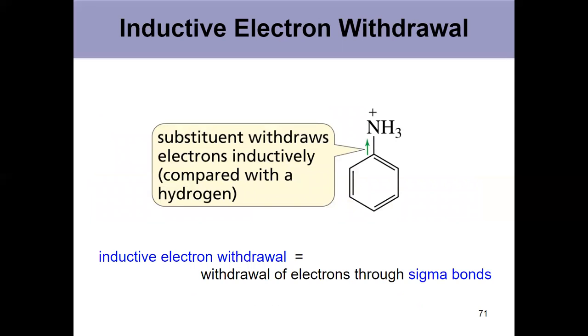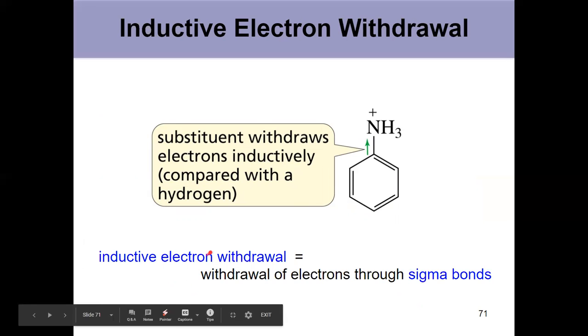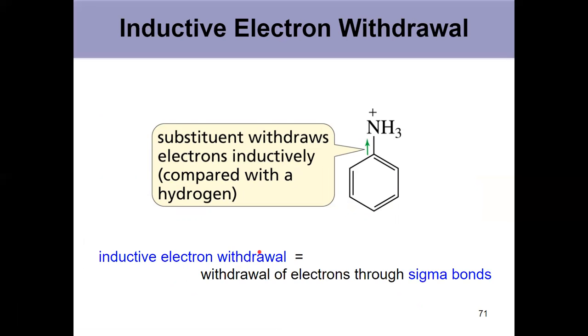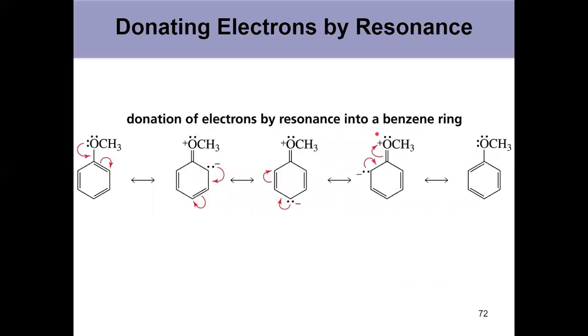So how can I stabilize something? Well, it can happen by inductive electron withdrawal. That's old news from chapter 2. I can have a substituent that's more electronegative than hydrogen, and it just withdraws electrons inductively through the sigma bonds. So that's one way to withdraw electrons, if the thing that's directly attached is more electronegative. But resonance is really where we need to look, because electrons can either be donated by resonance or withdrawn by resonance. And these are the money makers looking at substituents.